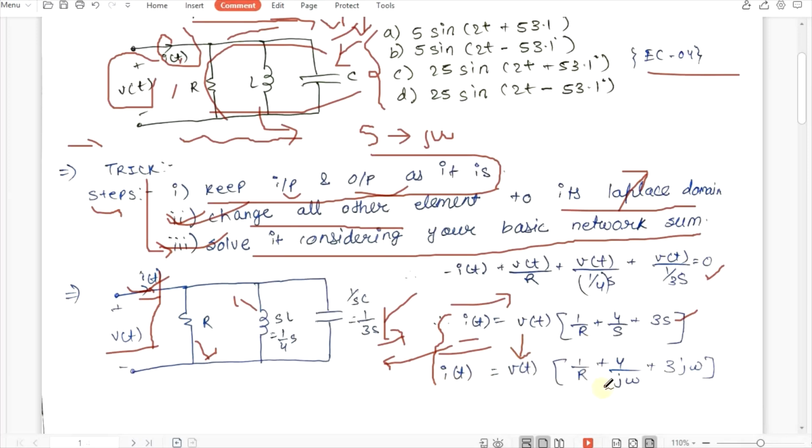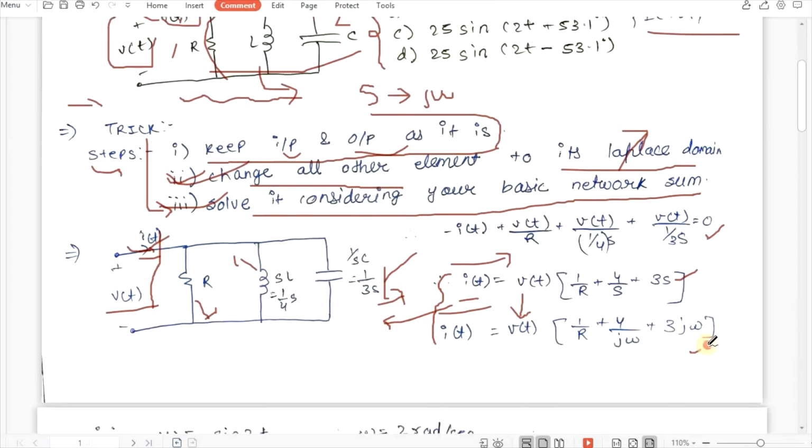1 upon R. This S will be substituted with j omega, so it will be 4 upon j omega plus 3 j omega. Okay, so this is our first equation.